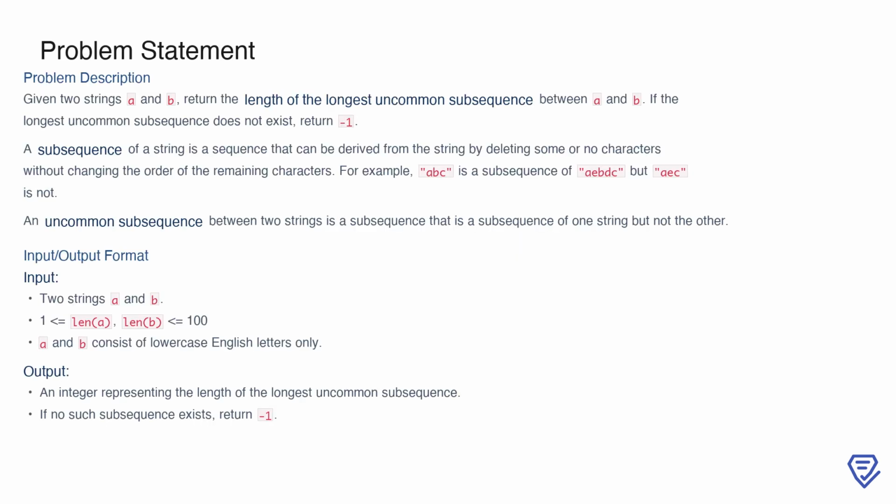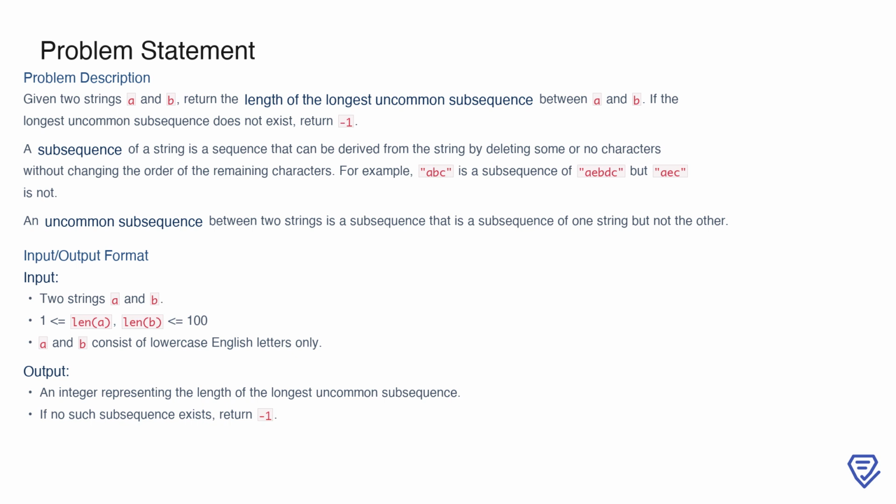In this problem, we're tasked with finding the length of the longest uncommon subsequence between two given strings, A and B. A subsequence is a sequence that can be derived from a string by deleting some or no characters, while preserving the order of the remaining characters. For instance, the string ABC is a subsequence of AEBEC, but AEC is not, because the order of characters is altered. An uncommon subsequence, on the other hand, is a subsequence that is present in one string but not in the other. If no such subsequence exists, we return -1.